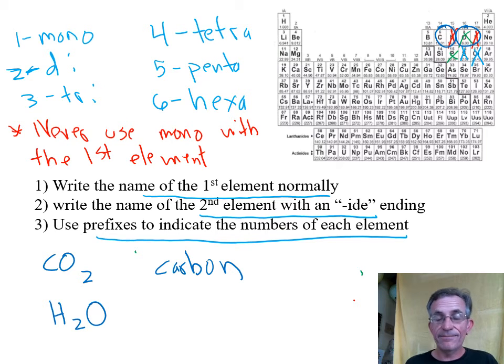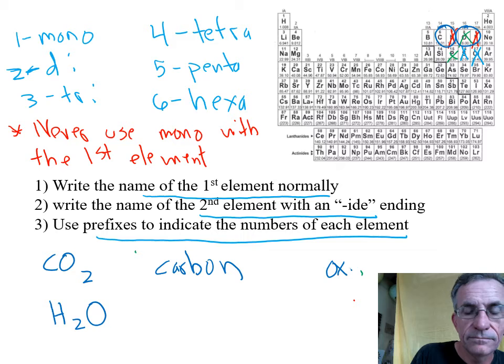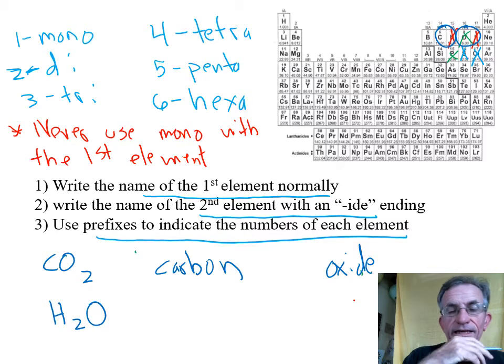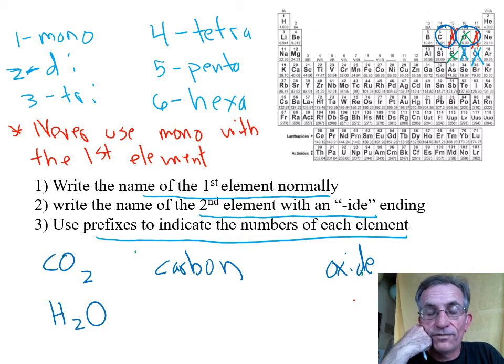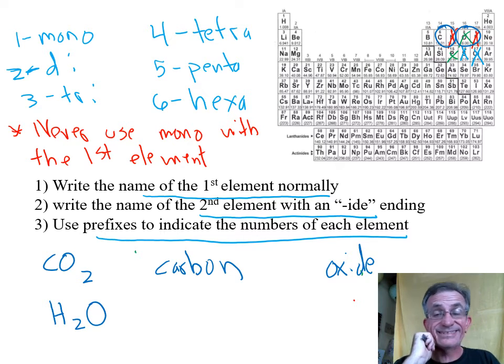So you're going to write the name of the second element with an -ide ending. Don't say oxygen, please. Say oxide. And then you got to tell me the amount of both. Now, wait a minute. If there's one of the first element, we don't start with mono. So I know there's 1 carbon. Don't write monocarbon. Do not write monocarbon. It's just carbon.